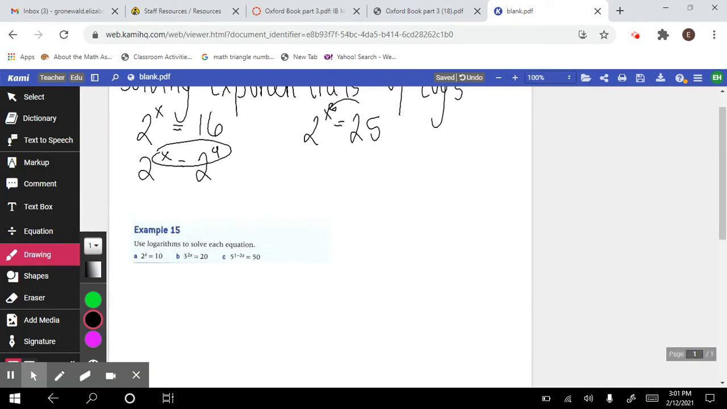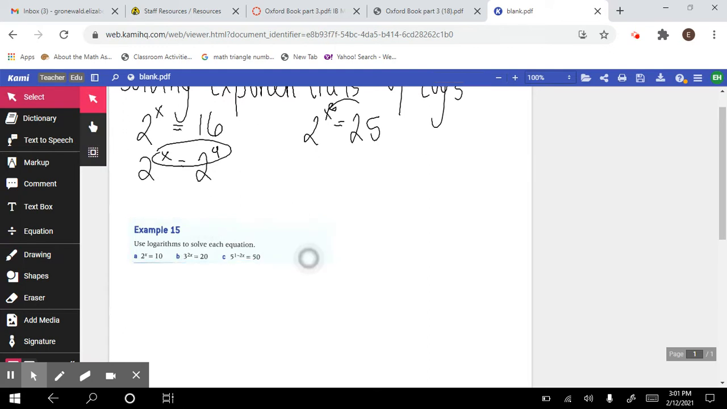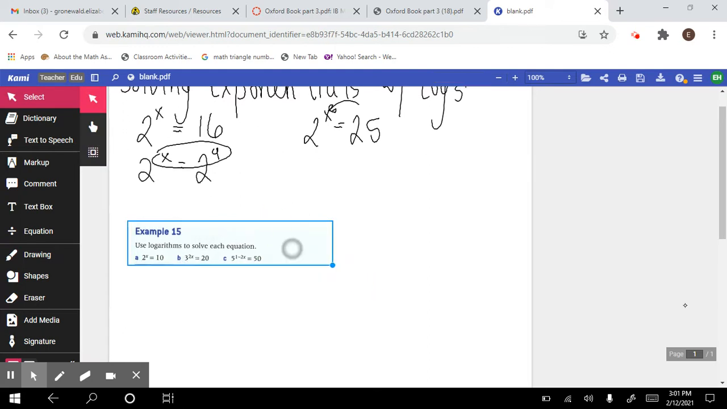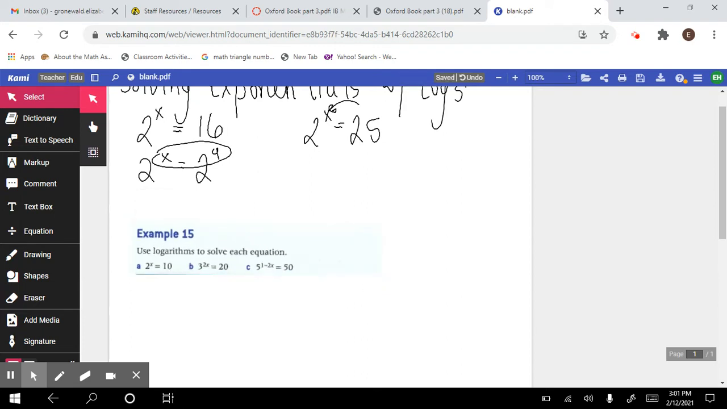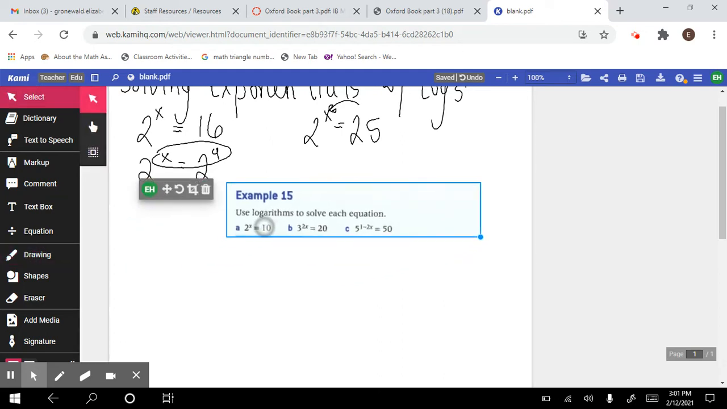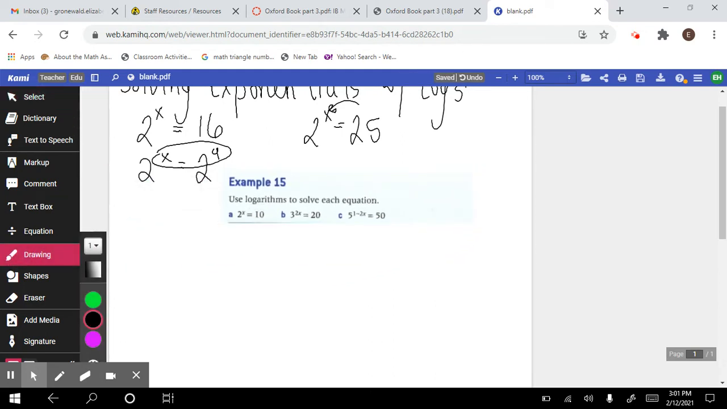So this is example 15 from the book. Let's make it a little bit bigger if we can. All right, so this first question, we have 2 to the x equals 10, and that one is not possible to solve with changing the base. So we have to resort to using a logarithm. The main thing here is you want to be able to use your log rule that says you can bring the power to the front. That's going to help drop the x down in order to make it solvable.